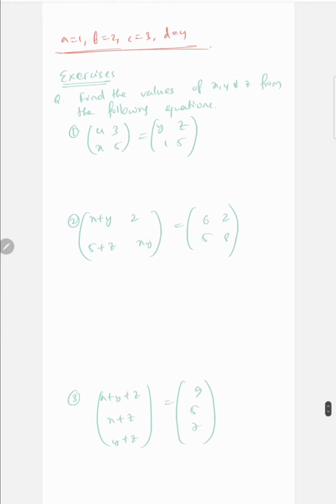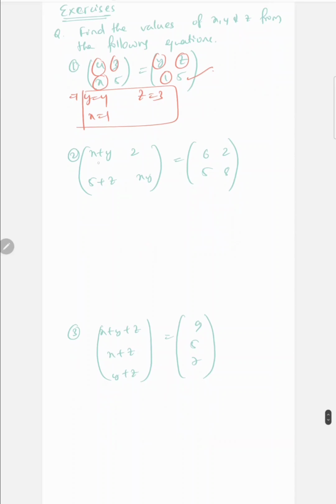So we have to apply the concept of equality of matrices. These two matrices are equal, therefore the corresponding entries should be equal. This implies y is equal to 4. So z is equal to 3 and x is equal to 1 because y is equal to 5 is already followed. Therefore we have the values of x, y and z.